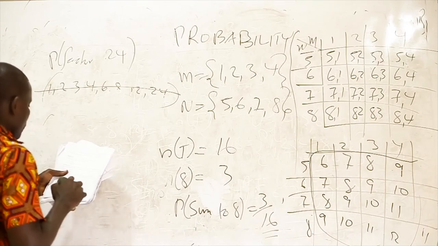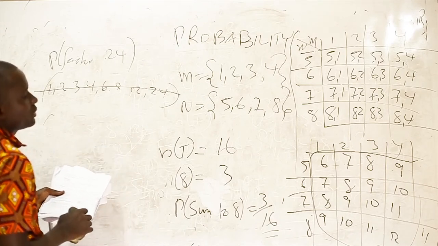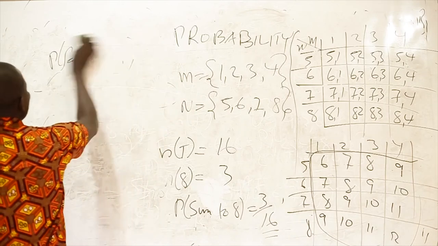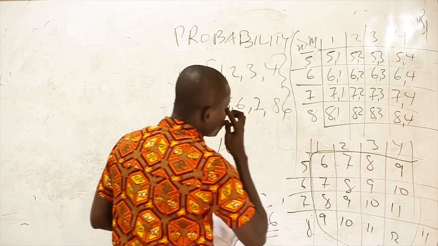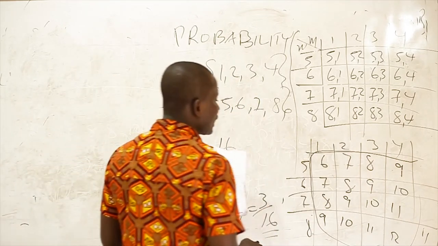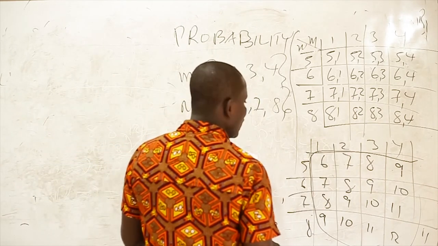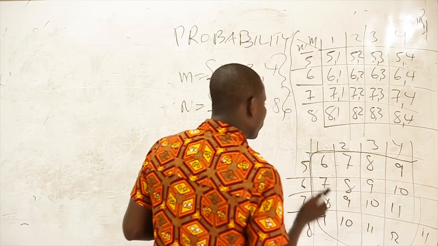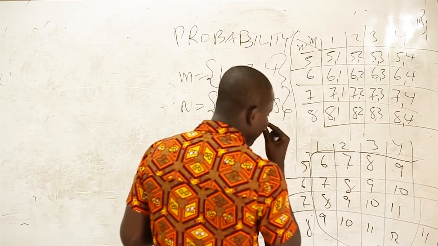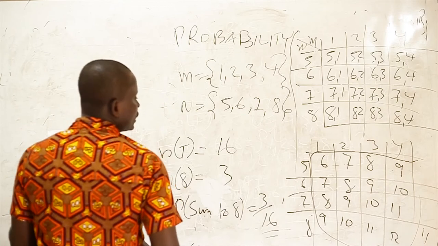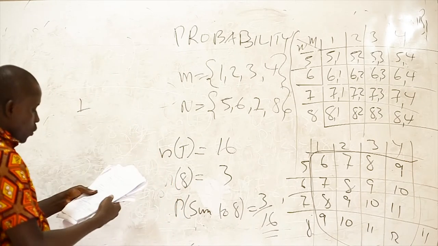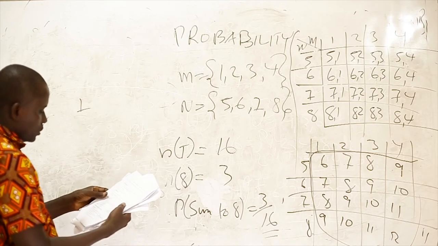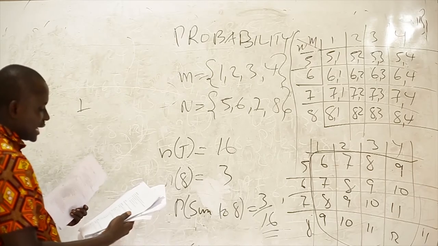Then he says a number greater than 11. So, what are the numbers greater than 11 in this regard? It is this summation that I've summarized. Numbers greater than 11 is, I think, only 12. And how many 12s do we have? We have only one. So it is 1 over 16. Is that okay? 1 over 16.